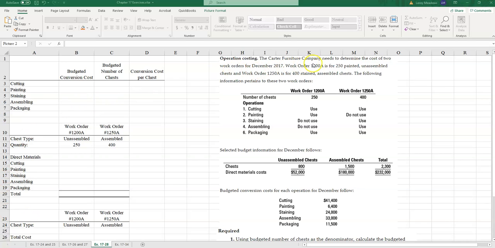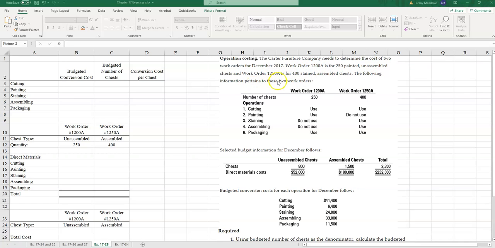The Carter Furniture Company needs to determine the cost of 2 work orders for December 2017. Work order 1200A is for 250 painted, unassembled chests, and work order 1250A is for 400 stained, assembled chests. So we got 2 different work orders here, 1200A and 1250A.